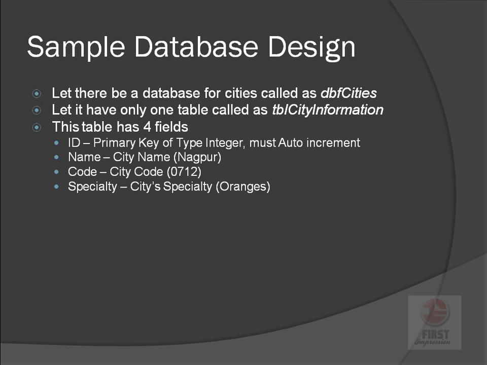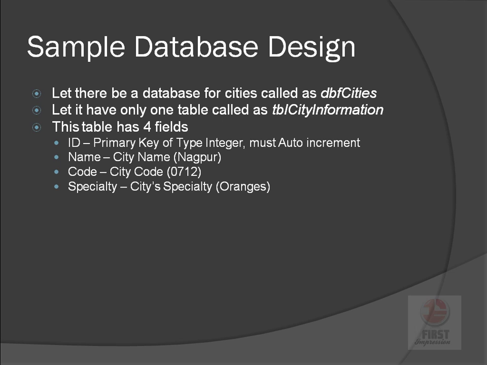The ID is also called the primary key of the table. The primary key is a unique number for each record on the table. You can assume that the primary key or the ID is the serial number of the record. As you add records, you will be adding them with different serial numbers. The serial number is the ID, called the primary key. It is of type integer because the ID will be 1, 2, 3, 4, 5, 6, 7, 8, and it must auto increment, meaning the ID should increment automatically as you insert records.